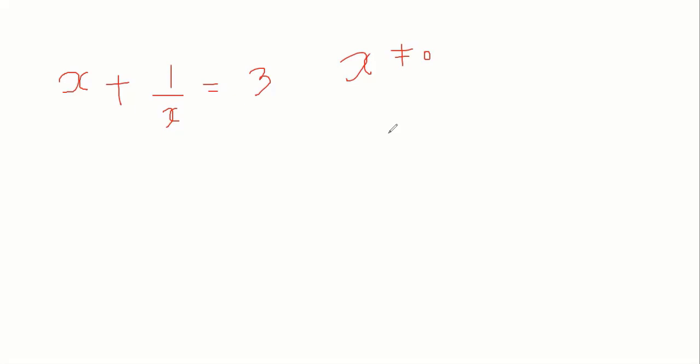How will we make it quadratic? Dhruv, how will we do it? We'll multiply the whole equation with x. We'll multiply the whole of this equation with x. So what will it become? x square plus 1 equal to 3x. This will become it, right?